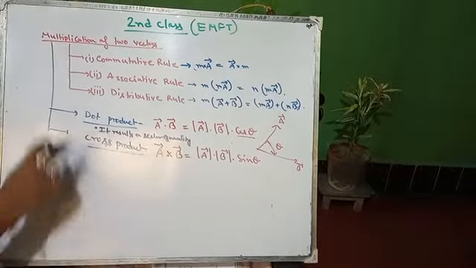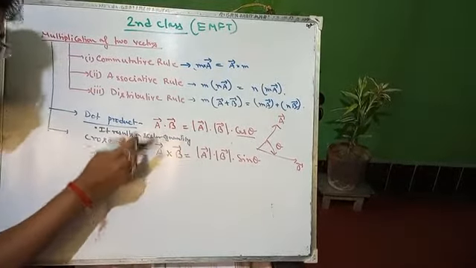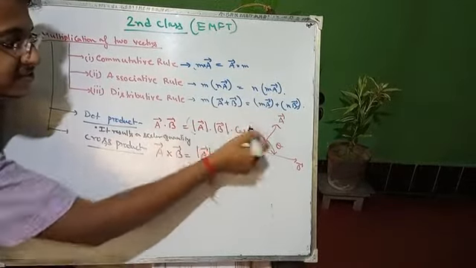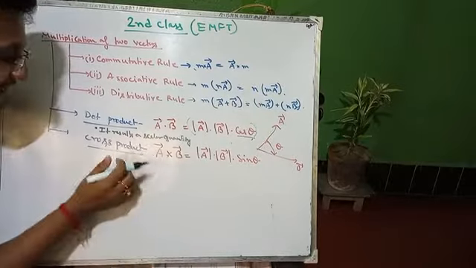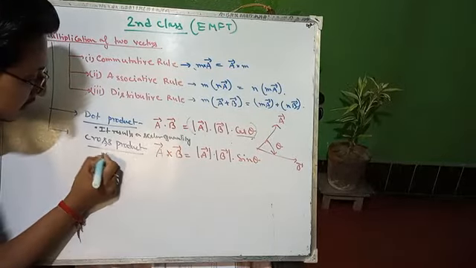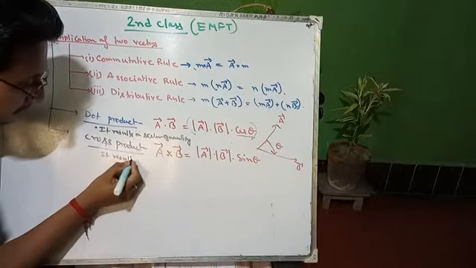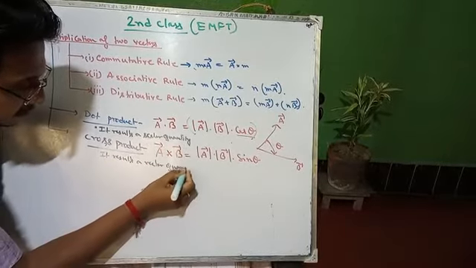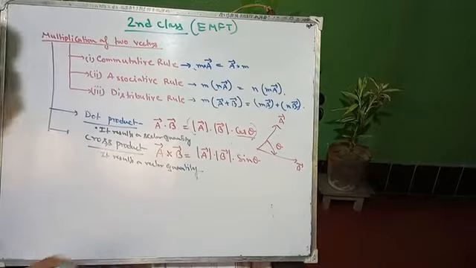Scalar quantity. So dot product results in a scalar. Always remember, dot product results in a scalar, so it has only magnitude. The result has only magnitude, and the cross product results in a vector quantity.